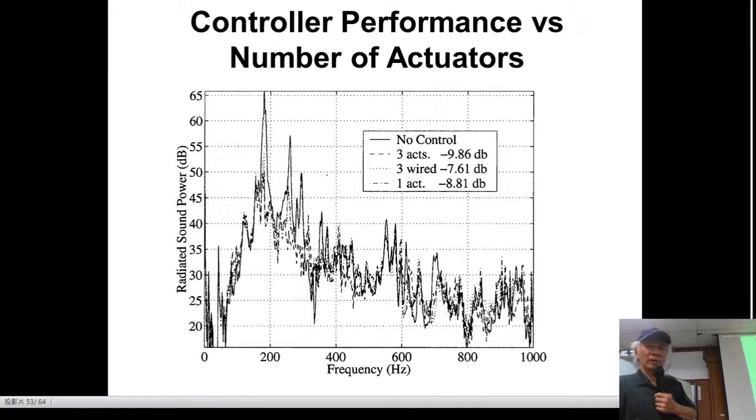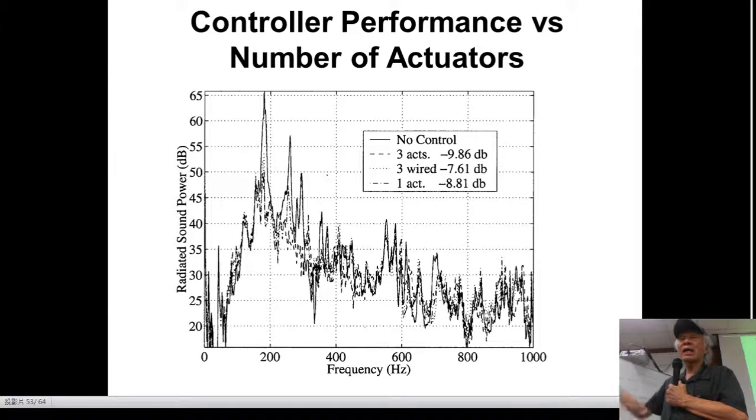And the same thing: we have no control, and then control with 3 actuators, while 1 actuator. If you have control with 3 actuators, then you can see that you can reduce the dB by up to 9 dB. So for 3 actuators, you can reduce down by 9.86 dB. That's a lot of reduction.